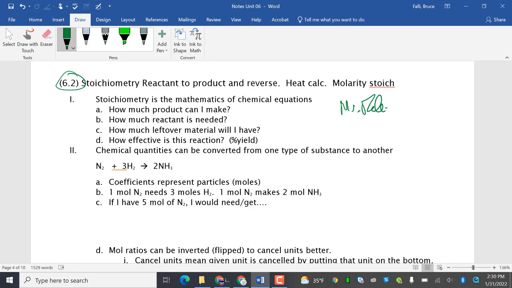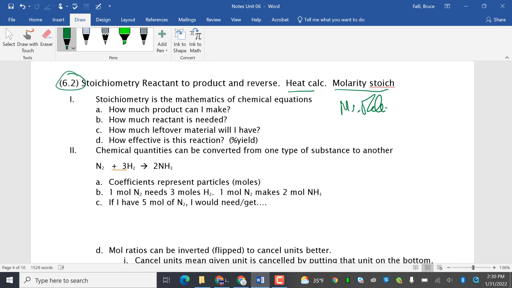So, stoichiometry is converting reactants to products and the reverse. We're also going to do heat calculations next time and molarity stoich next time. So let's hop into what we are going to do this time.